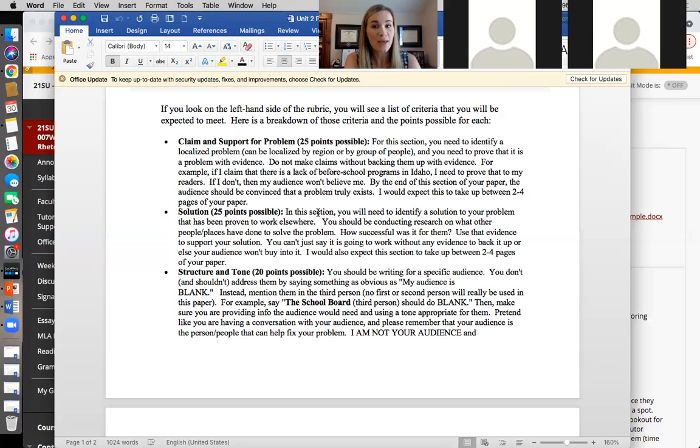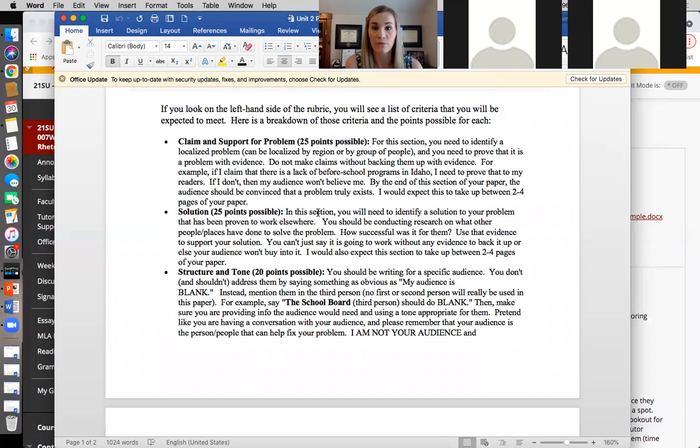Okay, and if you make a claim, you should be backing it up with evidence, because anything that's not backed up with evidence is just an opinion. Okay, and this isn't an opinion piece, this is an argumentative piece. We need to back up our claims with evidence. I would expect that this portion of your paper would be about 2 to 3 pages, at least half of your paper.